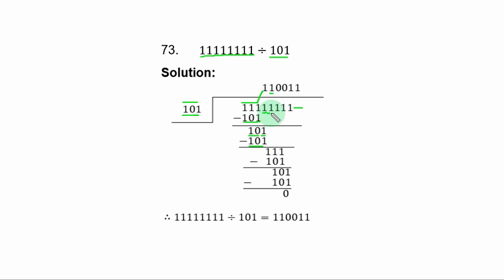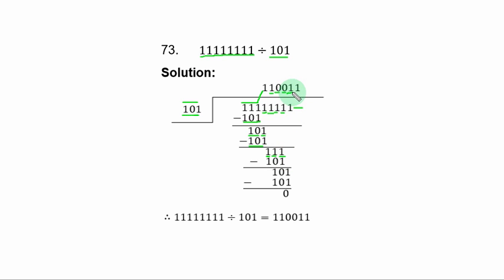This 1 here, you take it down. That is what you have here. Any digit that is coming down, you must divide it. If you divide that 1 by 101, it cannot, that is the 0 you have here. The next digit 1, you bring it down, so you have 11. Divide by 101, it cannot, the 0 you have here. Then this digit, you bring it down, you have 111. Divide by 101, that is the 1 that you have here.